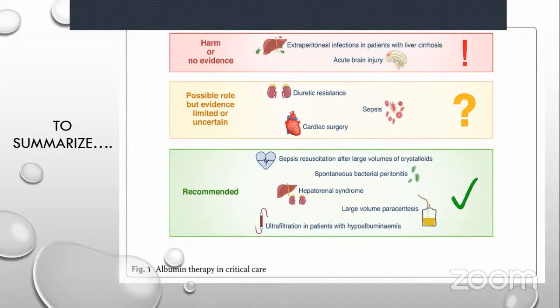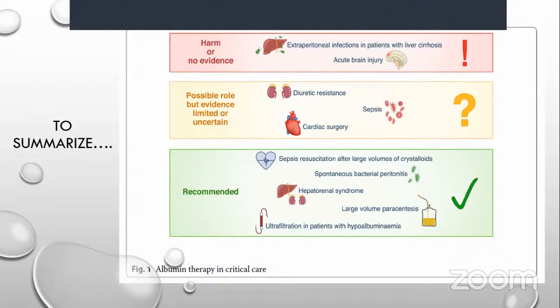In summary, as evidence, the latest evidence shows there are areas where you may have harm from using albumin, for example, in acute brain injury. But again, remember, it is the 4% albumin. I don't know what the effects will be if you give a patient 20% albumin. So all these are gray areas. Also with the 4% albumin, what is its osmolarity? Those are gray areas. However, there's no evidence in extraperitoneal infections.